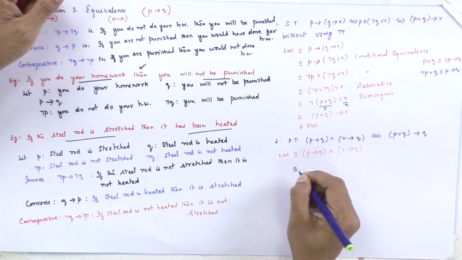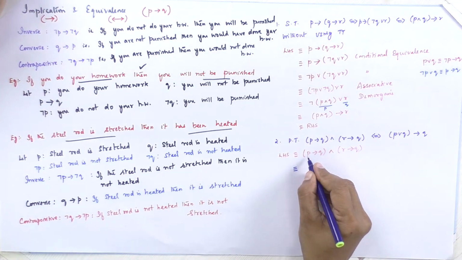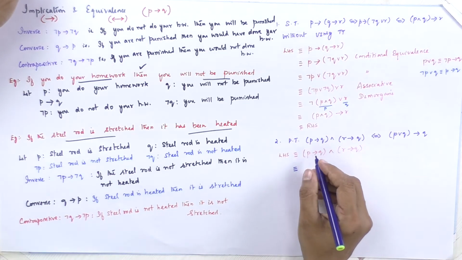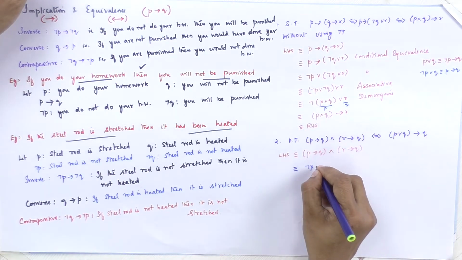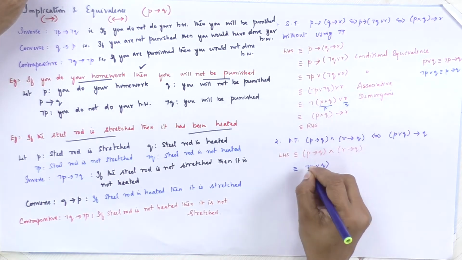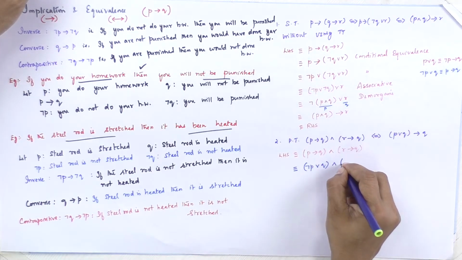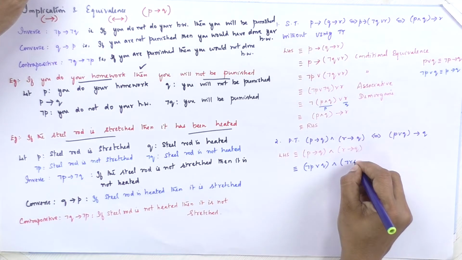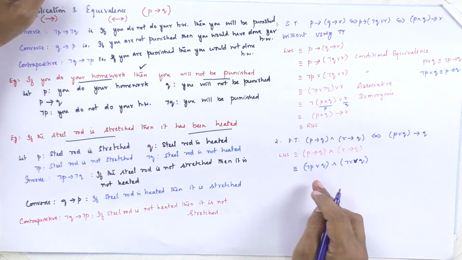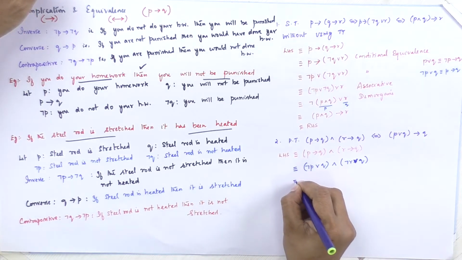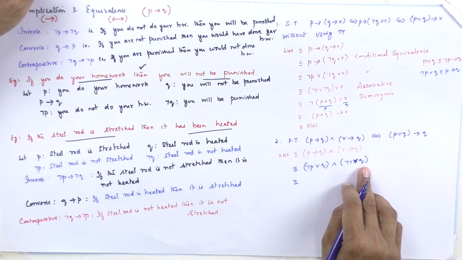So conditional equivalence I can apply here. If I apply conditional equivalence, I will get here what? Not P or Q, and here not R or Q. So I have this now. So this is equivalent to, which is common, here Q is common.